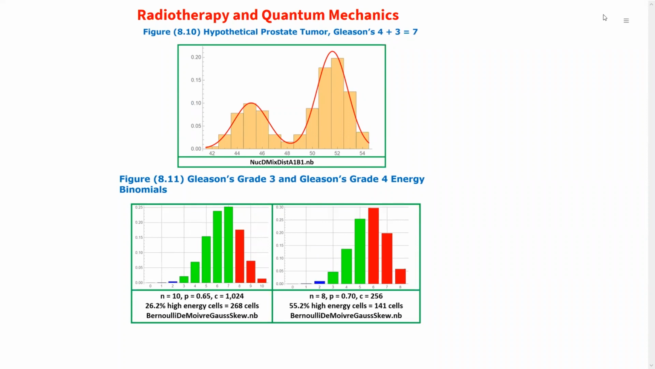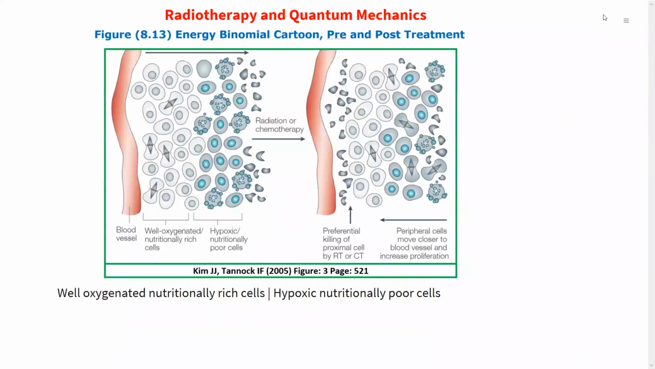Now, let's think about a Gleason's 3 plus a Gleason's 4 mixture. Your Gleason's 3 cells are going to have 10 genes working in the ensemble. The skew is going to be too high. So about 26% of the cells maybe will be in the high energy columns. Now, the Gleason's 4 cells, the really ugly looking ones, are only going to have maybe 8 genes functioning in the cells, and they're going to have an accelerated skew. So over 50% of your cells are in the dangerous high energy columns.